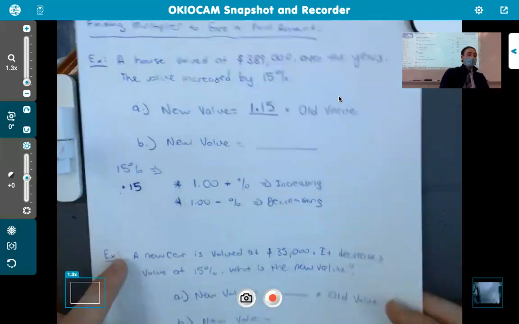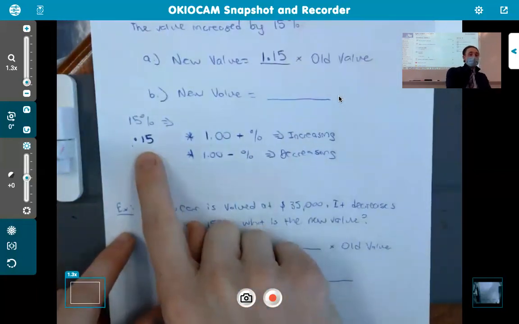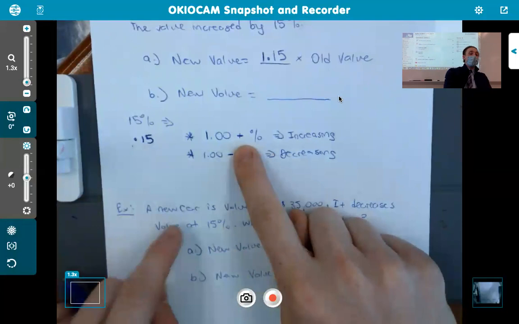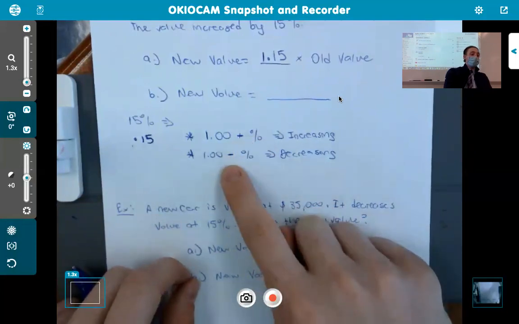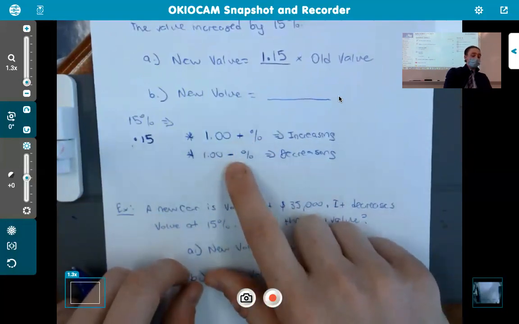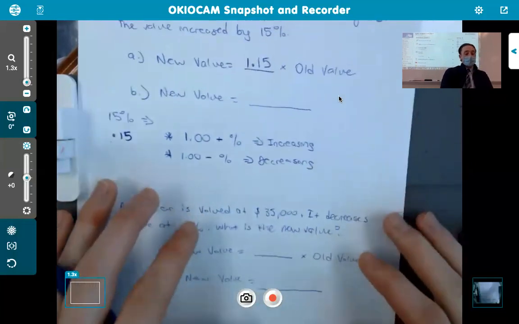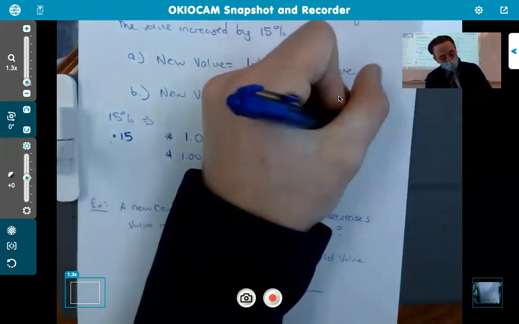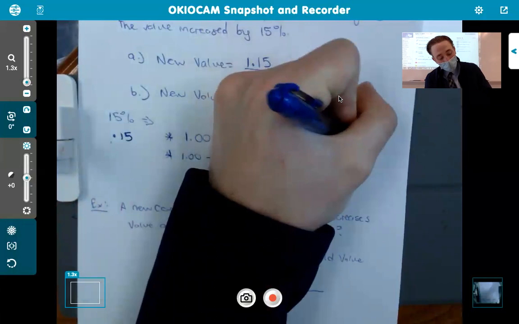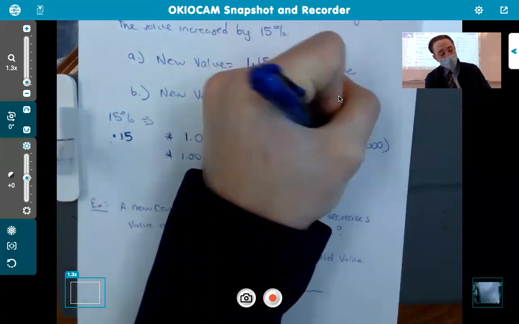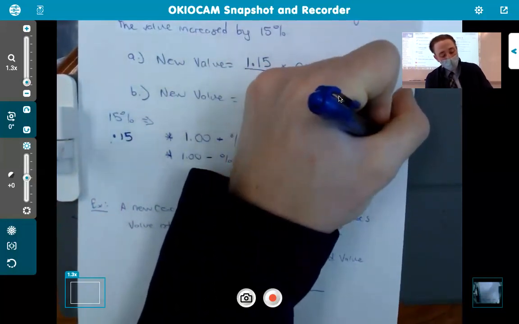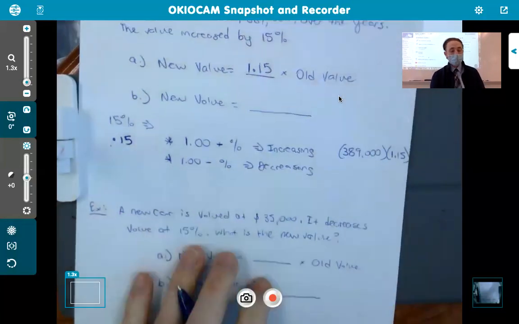So my first step: convert the percent to a decimal. My second step is to add 1 to that if I'm increasing, or take 1 and subtract the percent from that if I'm decreasing. My last step now is to take that value, the 389,000, and multiply it by 1.15.